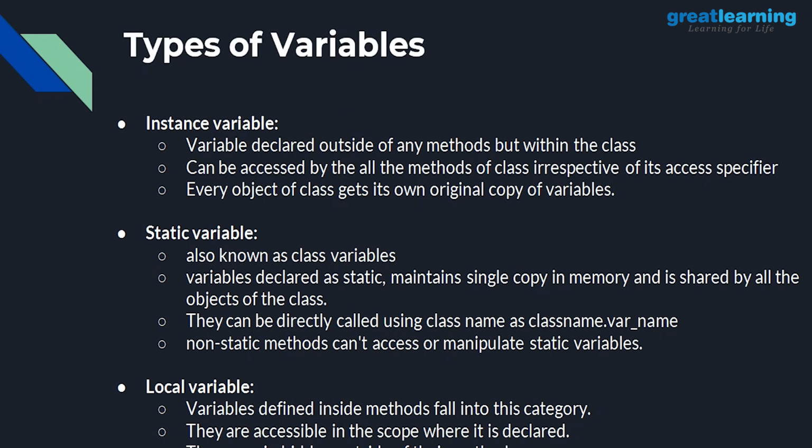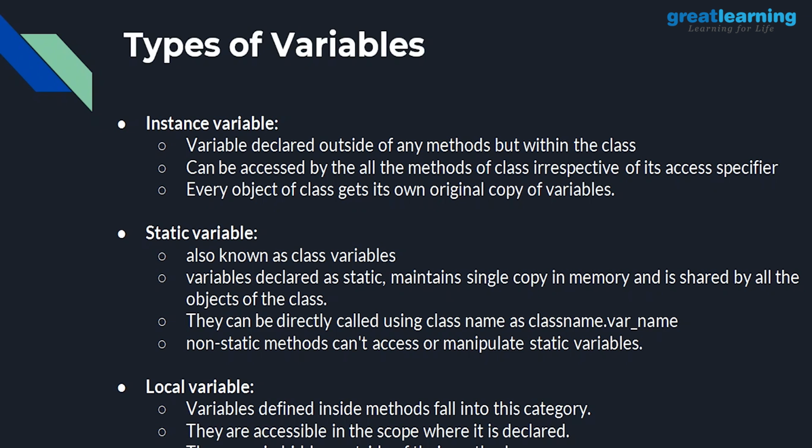Then we have static variables. Static variables are also called class variables. We didn't create any object for the main method, because it was a static method, so it can be called with the help of the class name. Variables declared as static maintain a single copy in memory, shared by all the objects of the class. Whereas an instance variable has its own copy, static variables have a shared copy. All the objects of that class share that single memory, so there is no copying of variables. It will save us a lot of space. We will see an example related to this.